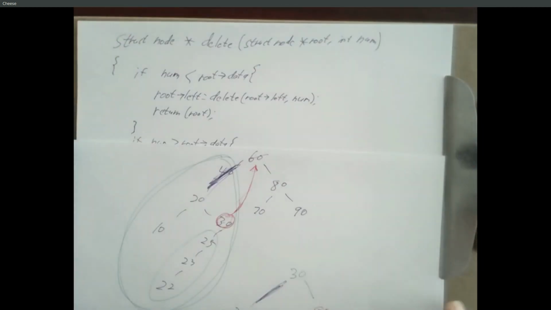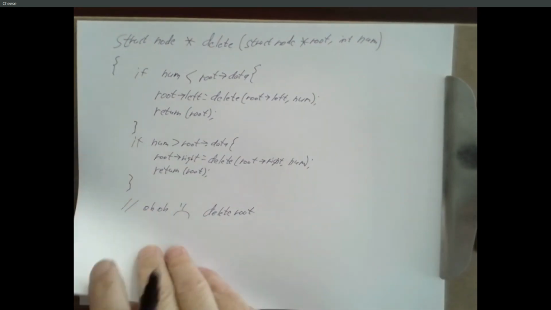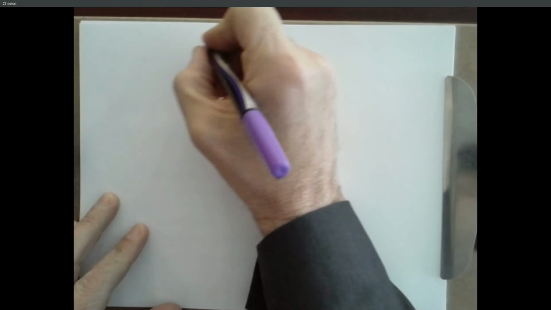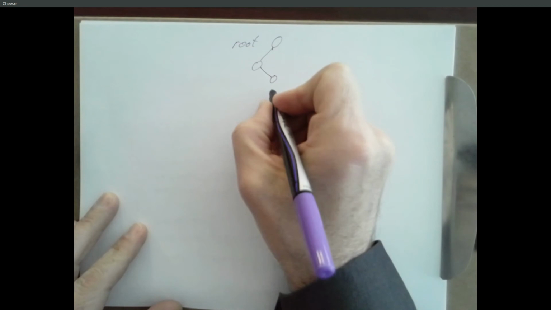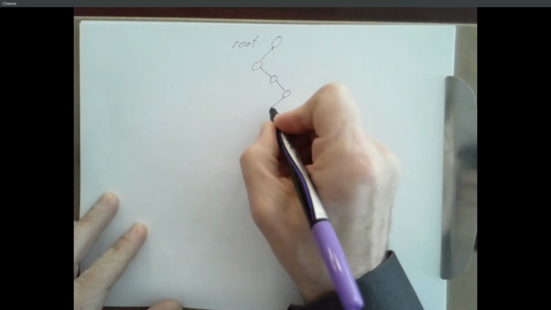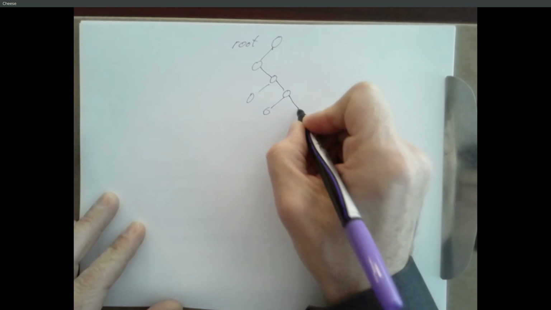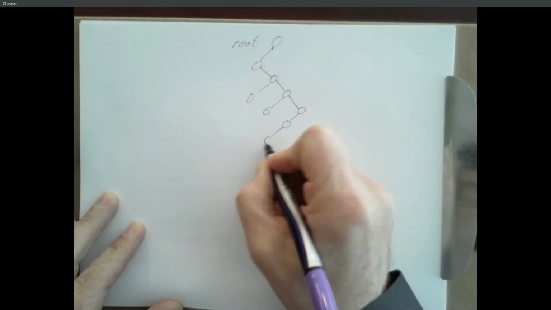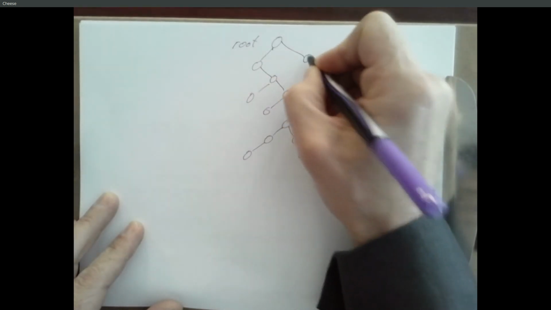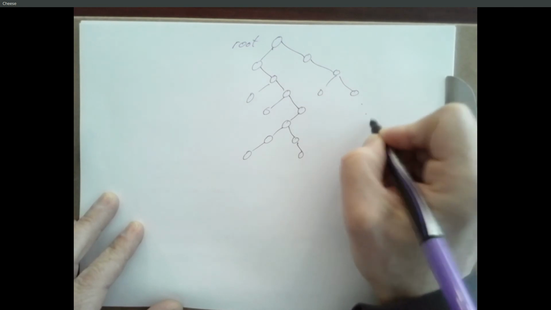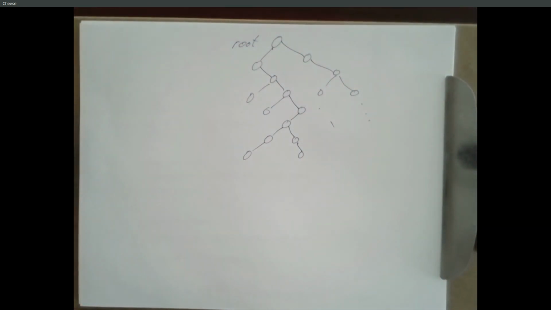Well, what does this look like? So we've got to actually delete the root. So you have to do some work. But we're starting off at a root. And there's some nodes coming off here. And there's some stuff over here. And whatever. And we want to delete the root.